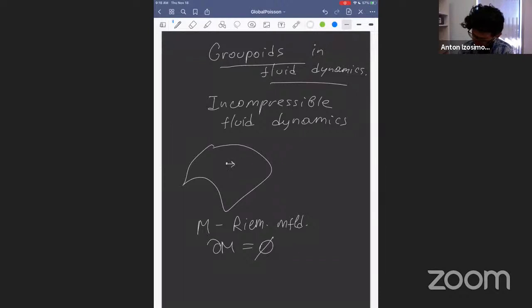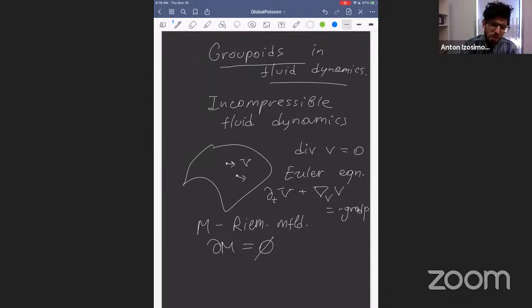So in that case, we can consider incompressible fluid dynamics on M. So there is a fluid velocity field on M that I'll denote by V. And incompressible means that it's a divergence-free vector field. And then this fluid vector field will evolve with time, and its evolution is governed by the classical Euler equation, which looks as follows. If we take the time derivative of V plus the covariant derivative of V with respect to itself, this is supposed to be equal to minus the gradient of a certain function P. I put a negative sign because the function has the meaning of the negative pressure. So that's the equation for the evolution of V.